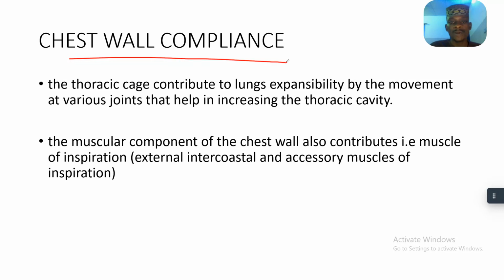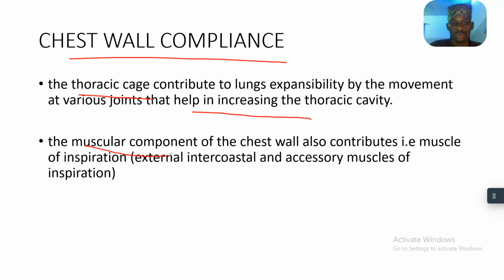Having spoken about the compliance of the lungs, where we say that the elastin and collagen fibers help the lungs to be compliant, elastic, let's talk about the chest wall compliance. We say that the thoracic cage contributes to lung expansibility by the movement of various joints that help in increasing the thoracic cavity. When you inhale air, you see that the anterior posterior diameter of your chest wall is increased. That's the chest wall compliance.